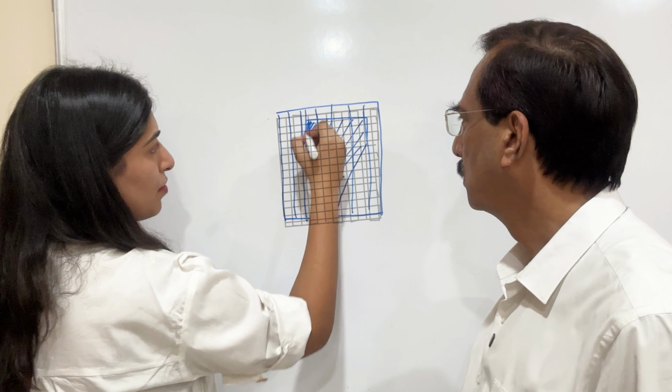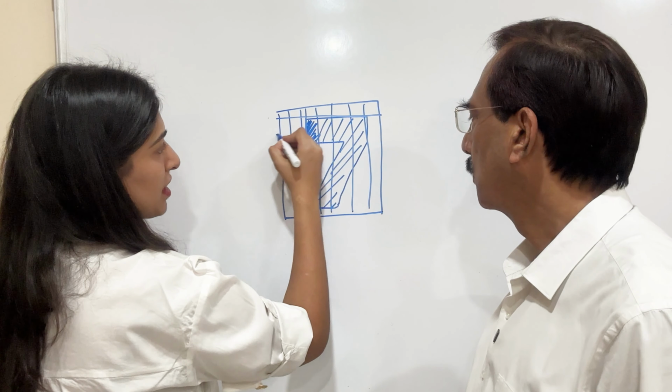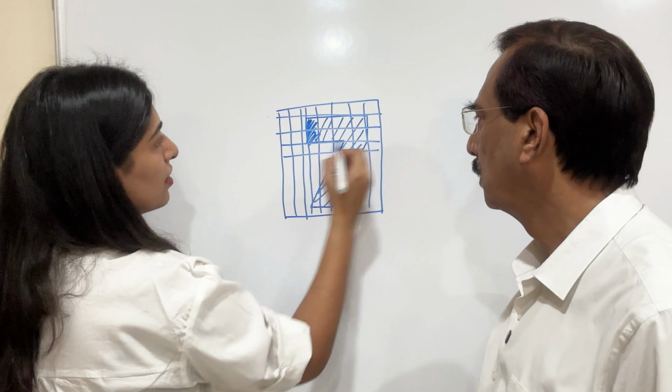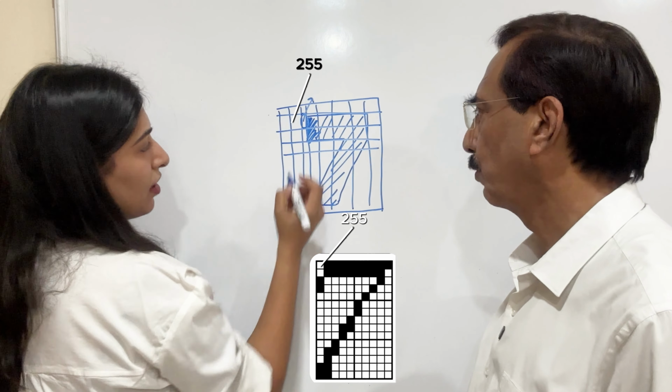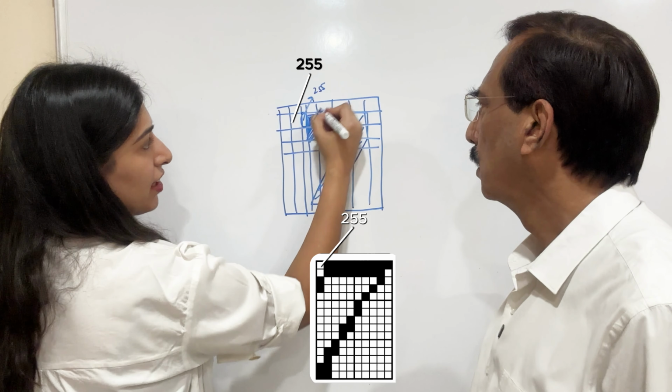So you get the point that there will be different pixel values over here. Because it is white over here, what will be the value? 255. And for black, it will be 0.